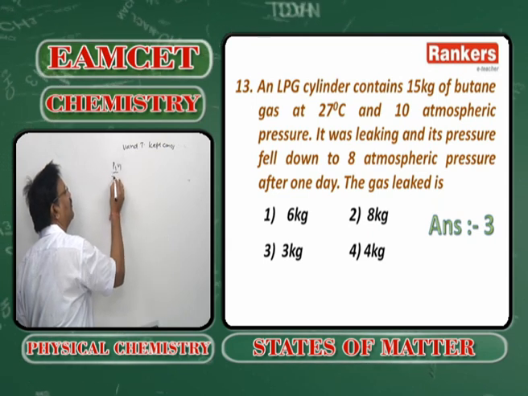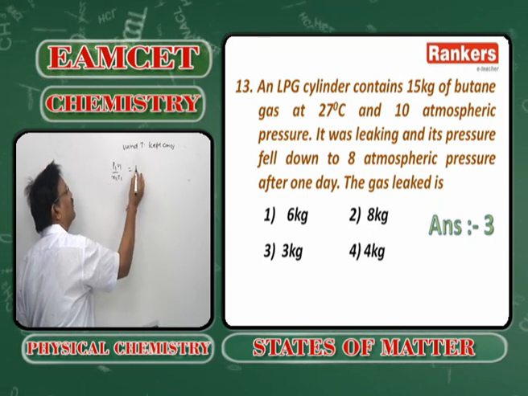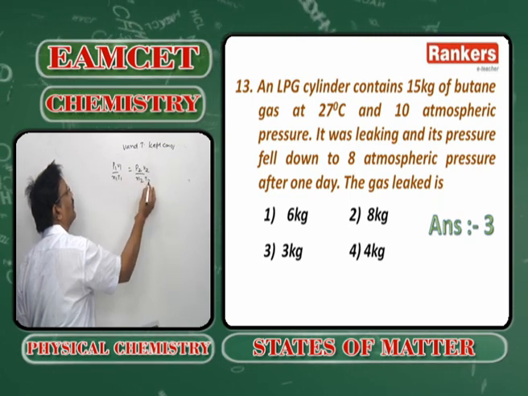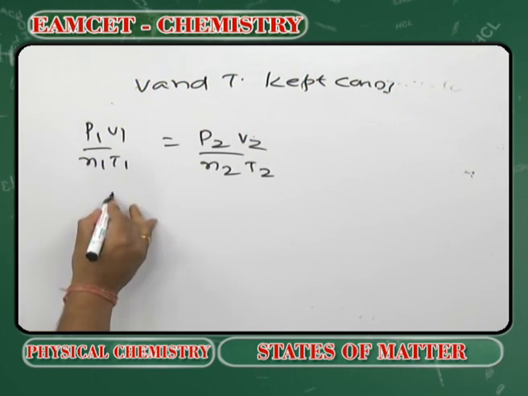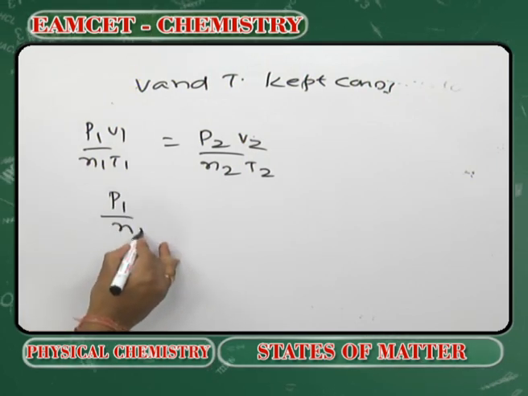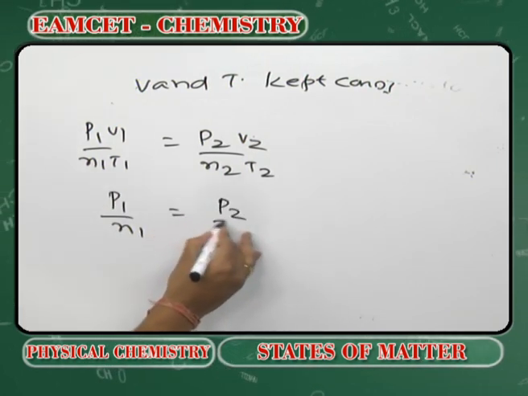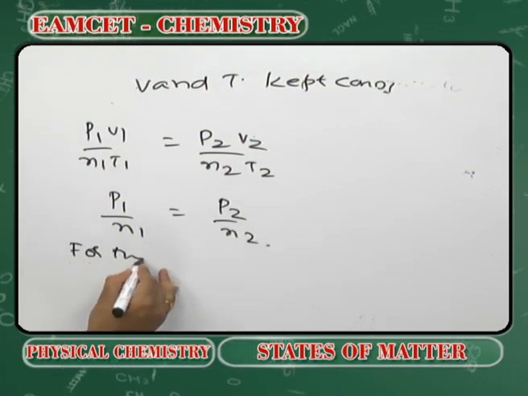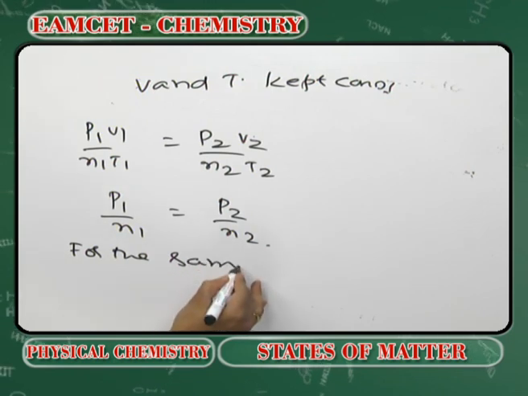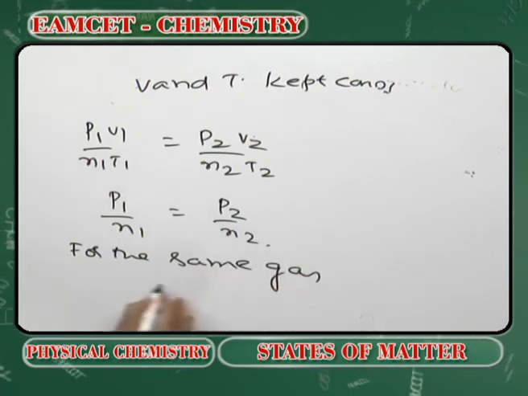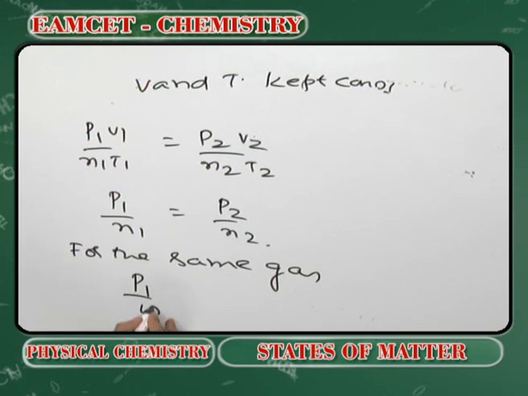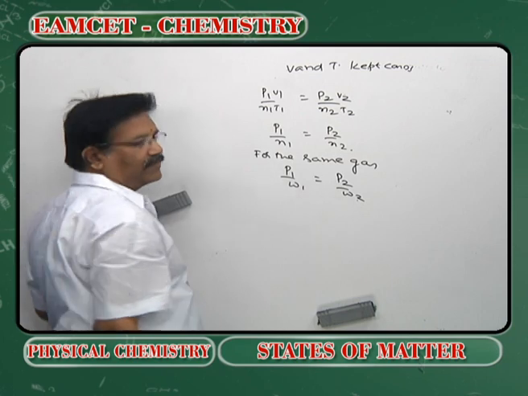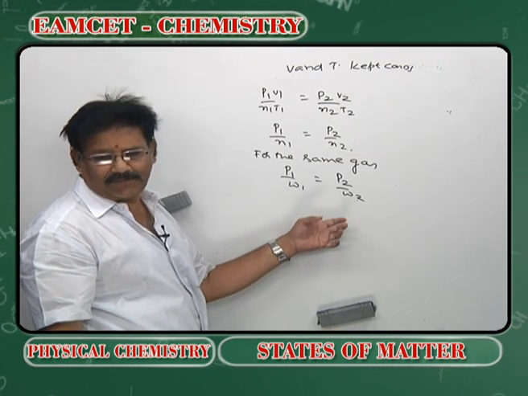Therefore, P1 V1 by N1 T1, this is the relation. What are kept constant? Volume and temperature are kept constant. Therefore, P1 by N1 is equal to P2 by N2. For the same gas, the relation can be written as P1 by W1 is equal to P2 by W2.